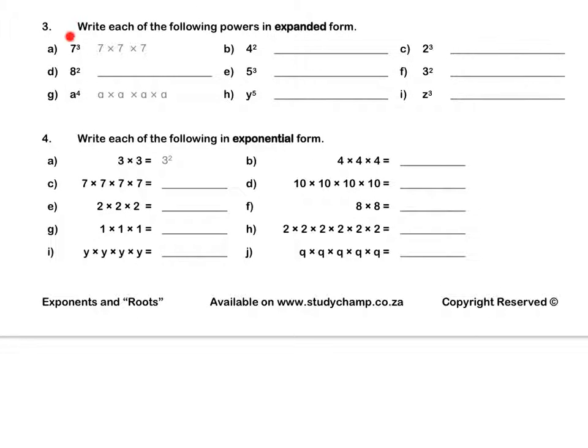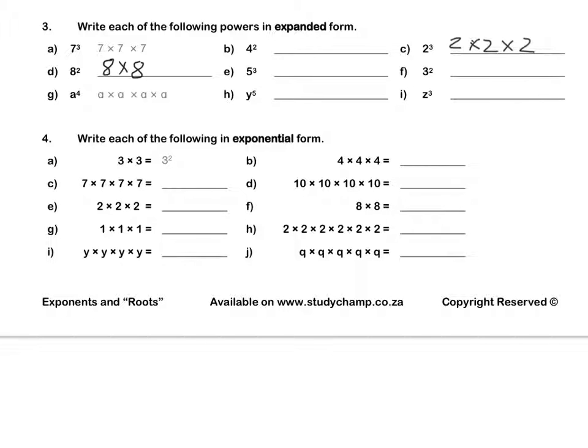Question 3. Write each of the following powers in expanded form. 7 to the power of 3, the base is 7, so it's 7 times 7 times 7. D, 8 squared, the base is 8, so it's 8 times 8. G, a to the power of 4, the base is a, so it's a times by itself 4 times. Lastly, C, 2 cubed, the base is 2, so it's 2 times 2 times 2. Press pause to answer question 3.